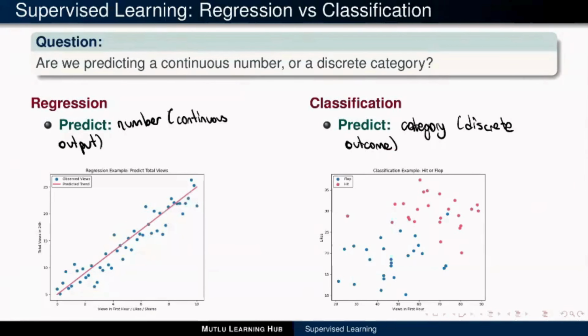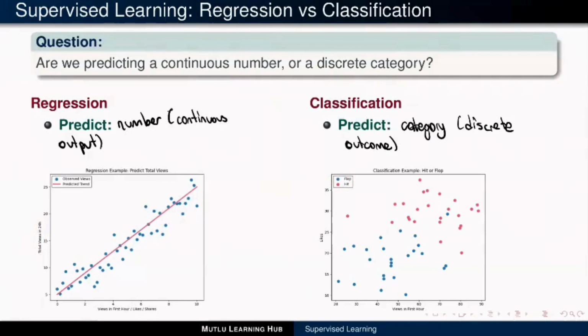As you see here in our plot, we are trying to predict the total views of a video in 24 hours. But in the classification example, we try to predict whether a video is going to be a hit or flop. That is the main difference between the regression and classification.